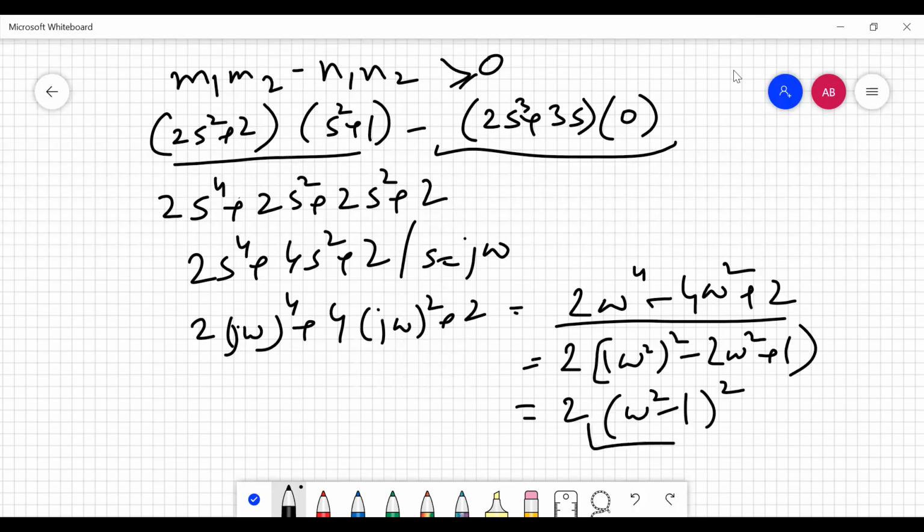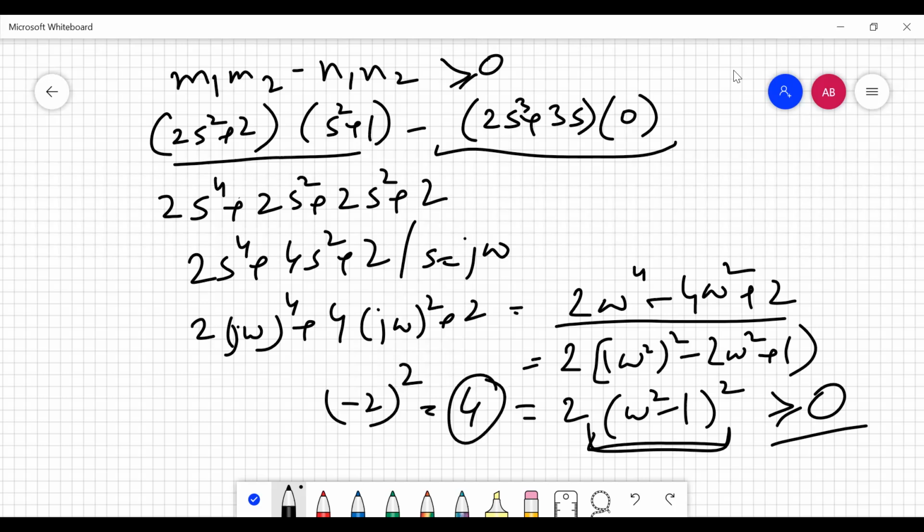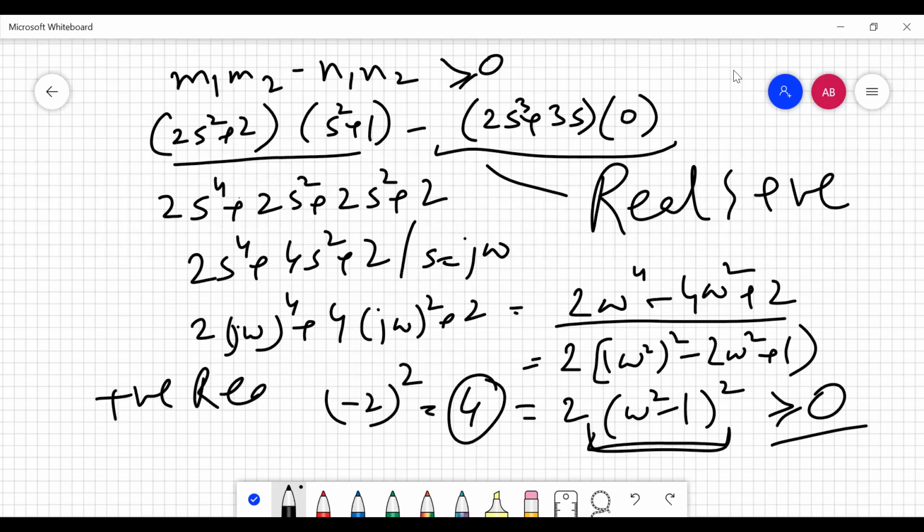So now again, because this is a square term, all the values that you are going to get are going to be greater than or equal to 0, because you all know that if we square a negative term, you are always going to get a positive term. So that means this function is going to provide you with real and positive values. So that means this is a positive real function.